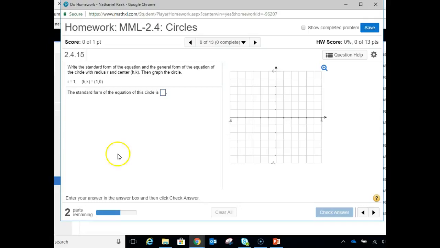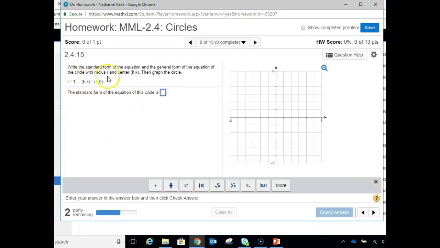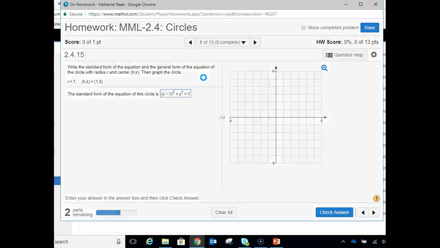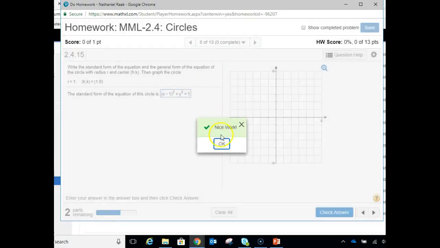So how is this going to work on MyMathLab? Well, the standard form of the equation for this example is x minus that x coordinate, which is 1, quantity squared, plus y minus 0 squared, because that's where the y coordinate of the center is, equal to the radius squared. Radius squared is going to be 1. That's the standard form of the equation.